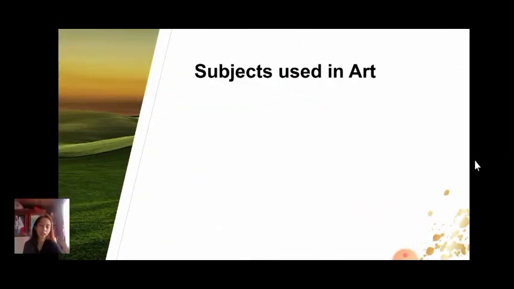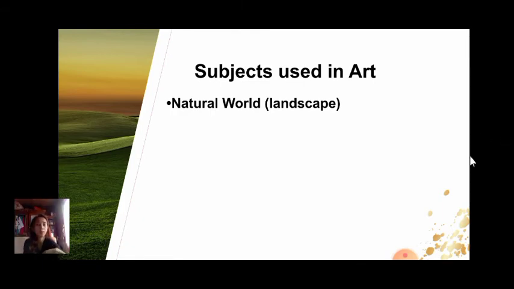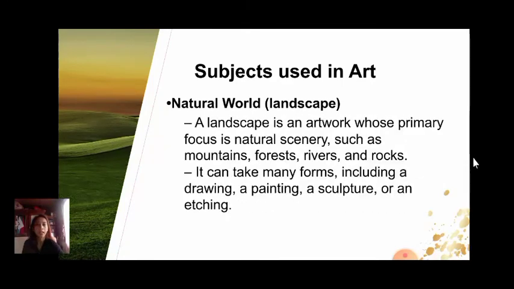Next is natural world or landscape. So from the natural world, then landscape, sceneries. So a landscape is an artwork whose primary focus is natural scenery, right? Then such as mountains, forests, rivers, and rocks. It can take many forms, including a drawing, a painting, a sculpture, and an etching.